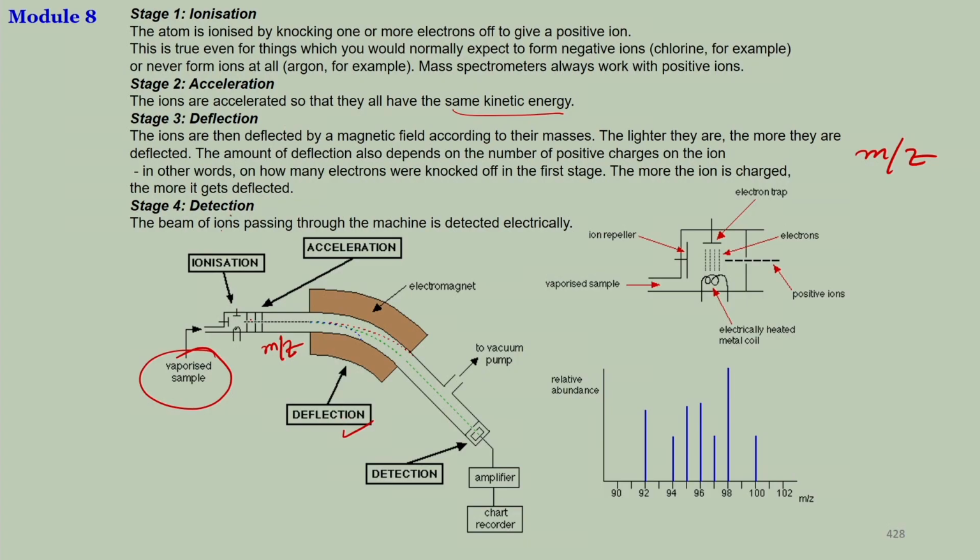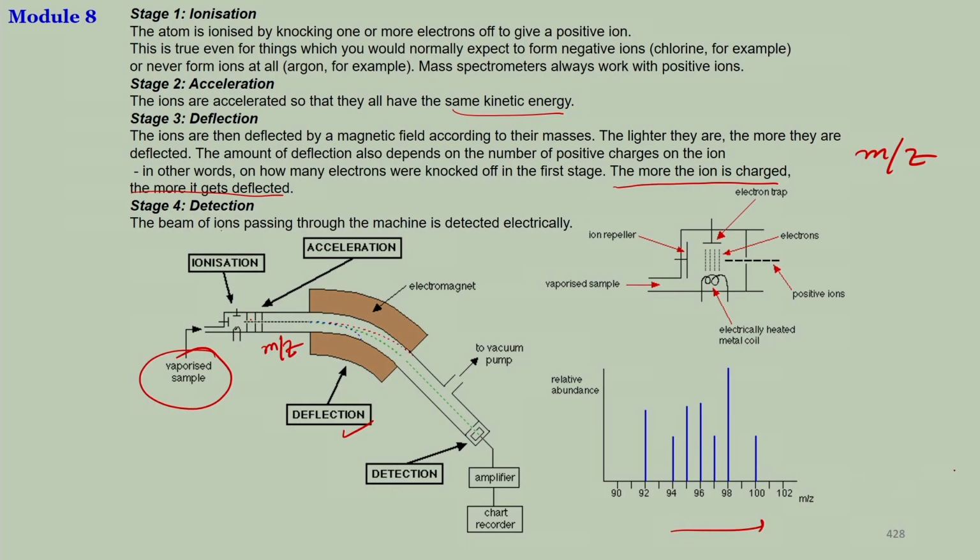So, here the more the ion is charged, the more it gets deflected, and then they will move. The ones which are deflected will come out later, the one which is not deflected will come straight. This is the detector, which will detect the electric field, amplify it, and then record it. So, this would be the M by Z here.